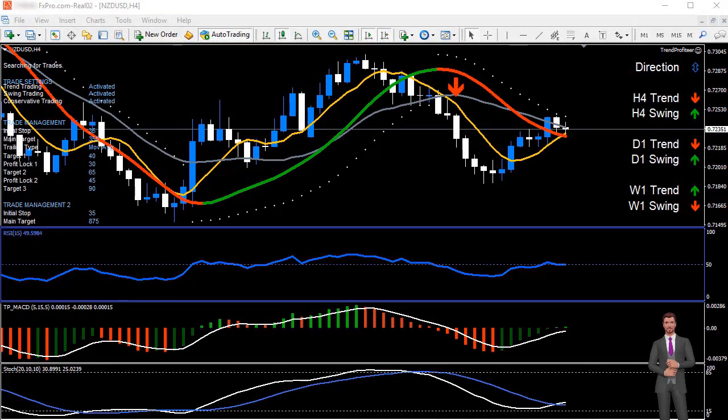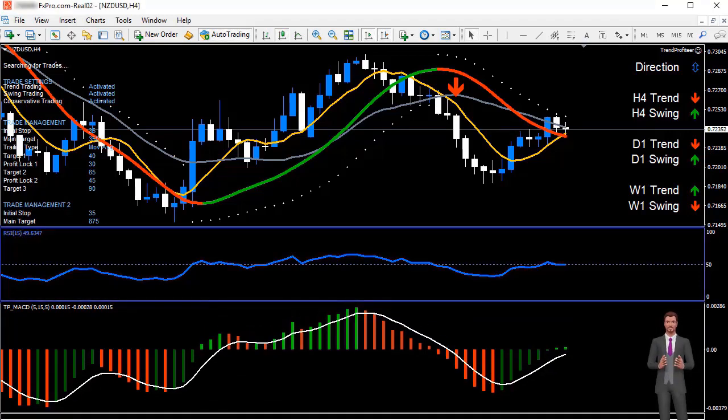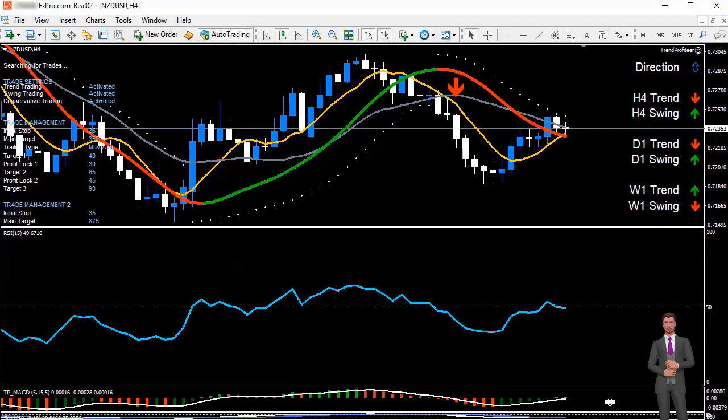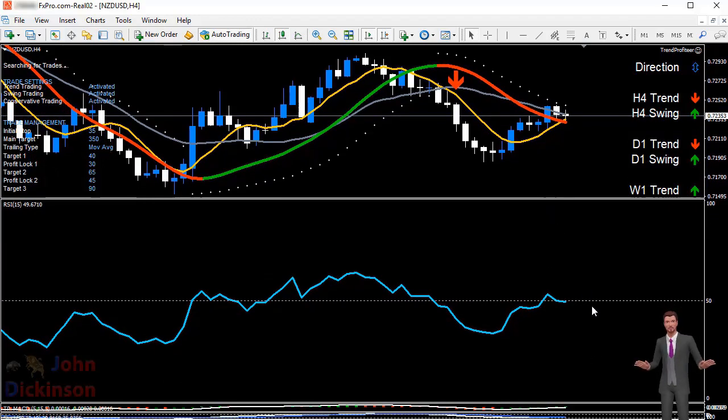The Relative Strength Index is a momentum oscillator indicator developed by Welles Wilder. It compares the magnitude of recent gains and losses over a specified time period to measure speed and change of price movements. The RSI oscillates between 0 and 100. Traditionally, the RSI is considered overbought when above 70, and is considered oversold when below 30.